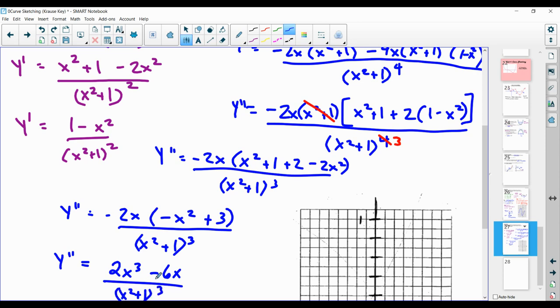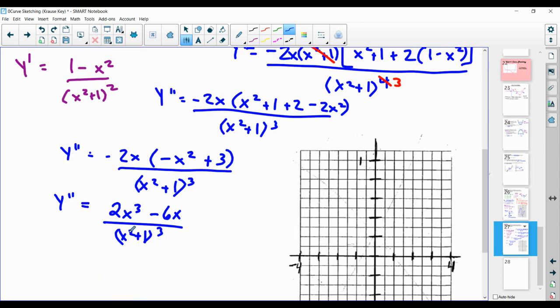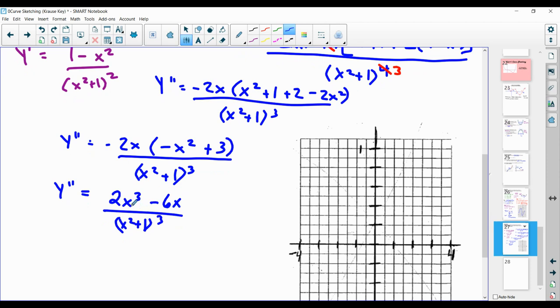Now, again, if you wanted to, you could pull that x out again now that it's positive. So you could pull out a 2x and have 2x times x squared minus 3. And then on the bottom, we have x squared plus 1 all cubed. So sometimes factoring out that 2x isn't going to make a significant difference. But either way, you're still going to be able to get to the final step. So that's our second derivative that we've done.